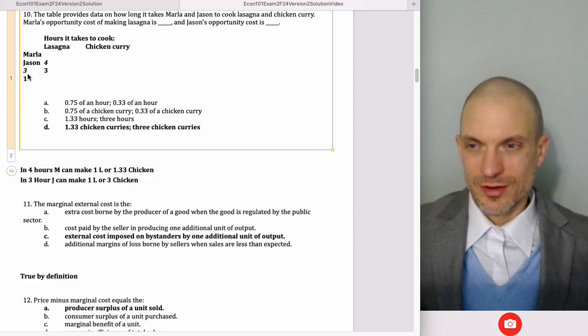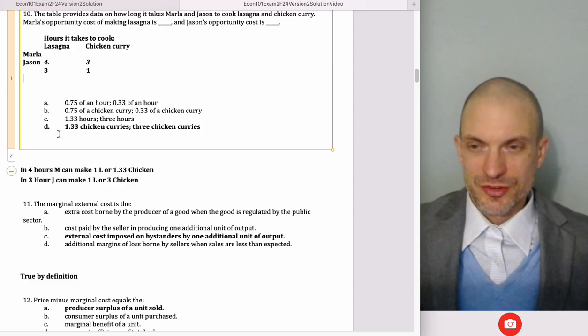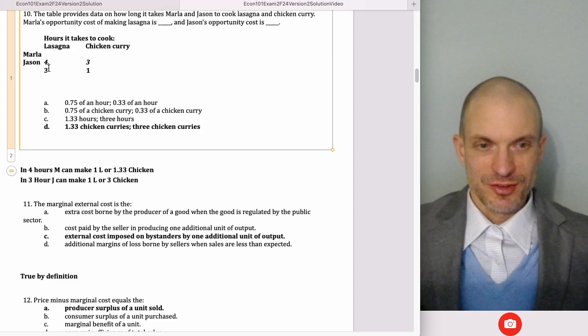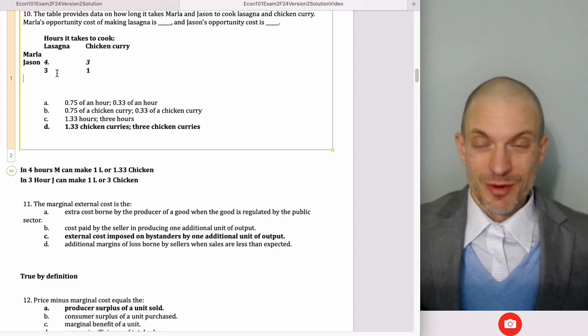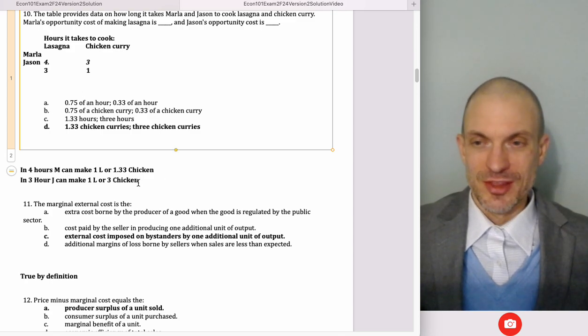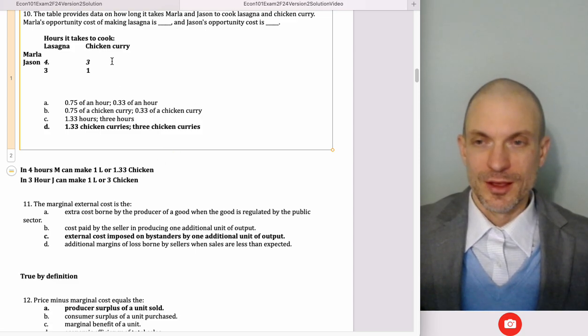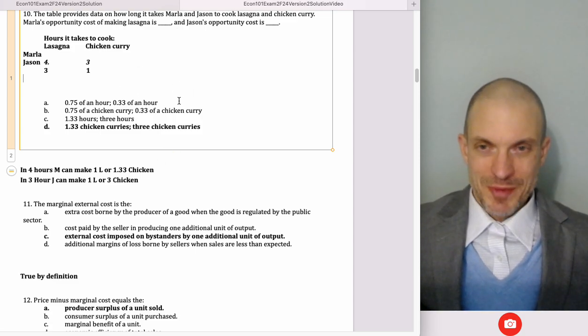Like I said, I wanted to use the word processing document so I can make this look the way that it's supposed to. Maybe this will clarify a little bit better. Sorry I didn't catch this before. In 3 hours, J can make 1 lasagna or 3 chicken curries, because 3 hours is the time it takes to make lasagna, so you can get 1. But if you have those 3 hours, it only takes 1 hour to make a chicken curry, so you can have 3 of those. Based on this, we see the 1.3 chicken curries and 3 chicken curries for each of them respectively.